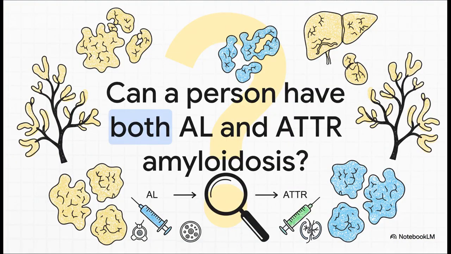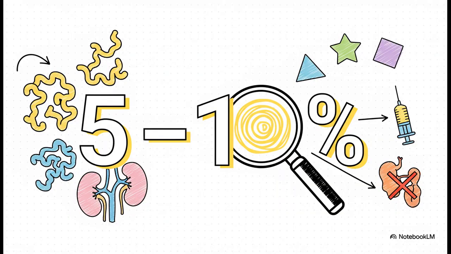So that brings us to the big question, right? Is it even possible to have both AL and ATTR amyloidosis at the same time? And this isn't just some academic question. The answer can literally mean the difference between life and death when it comes to treatment. And the answer is yes, it is possible. Now, it's considered rare, but it's not so rare that we can ignore it. Some estimates say that in maybe 5 to 10% of amyloidosis cases affecting the heart, you could find both types of these protein deposits. You can imagine how this makes getting the diagnosis right not just complex, but absolutely critical.